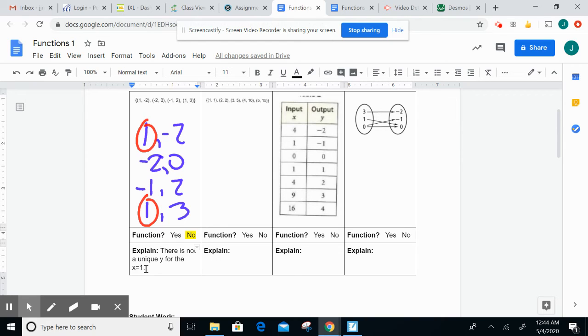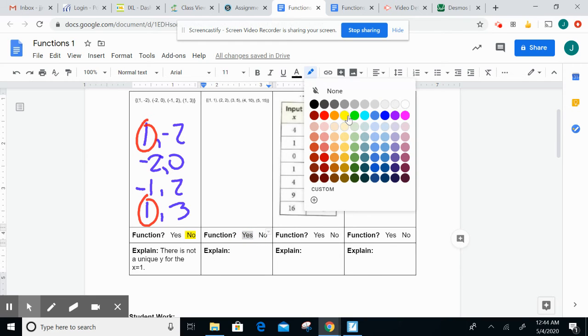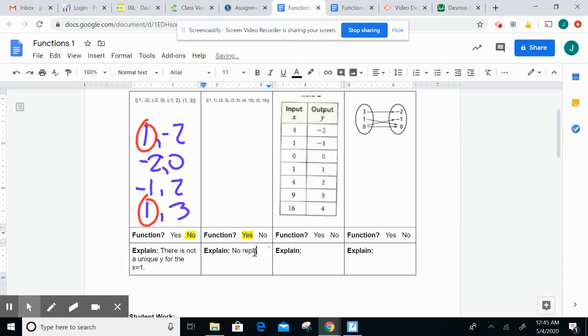All right, let's take a look at the next one: 1, 1; 2, 2; 3, 5; 4, 10; 5, 15. Now, keep in mind, there's no pattern here. These are just points. What you're looking for is, are there any repeats on the x? There are not. It goes 1, 2, 3, 4, 5 on the x. So is it a function? Yes, there are no repeats. So explanation: no repeat x values. I think that's a good way to say it. There are no repeat x values. And in the last one there is a repeat x value, so if you want to say that too for that one, that's fine too.